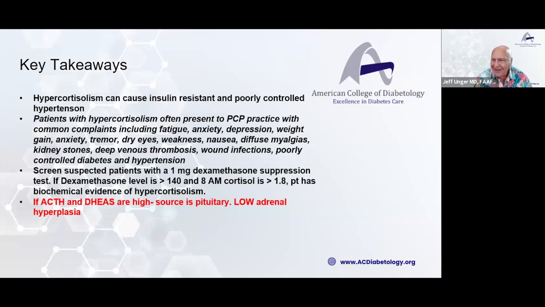Doesn't this sound like the typical patient we see every day, all the time in our practice? If you think the patient may have hypercortisolism, you screen with a 1 milligram dexamethasone test. If the dex level is above 140 and the AM cortisol level is above 1.8, they've got biochemical evidence of hypercortisolism. Then you've got to figure out where this is coming from. 60% of the time, you never find out, but you still treat because if you don't, these people have a much higher risk of mortality.